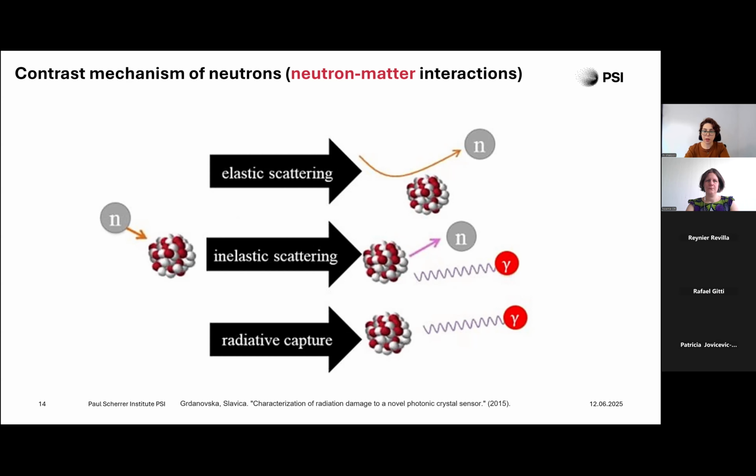But in inelastic scattering, neutrons excite nuclei to higher energy states, and exit with reduced energy. And the excited nucleus also emits gamma rays, adding energy-dependent attenuation. This mainly works better for isotopes and so on. And then we have radiative capture, in which neutrons are absorbed by nuclei, which are then excited, and then mainly emit gamma rays.